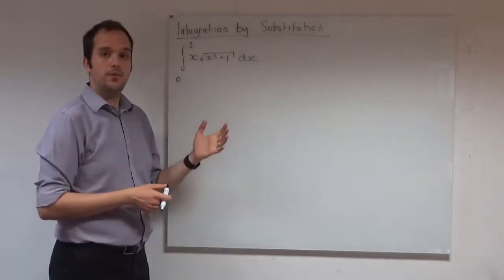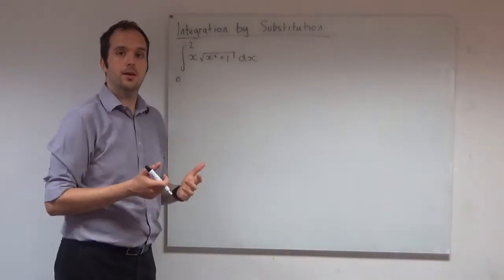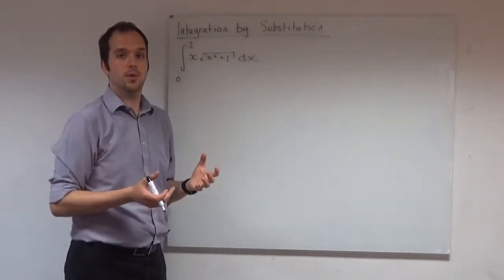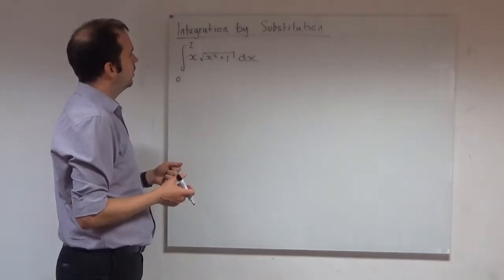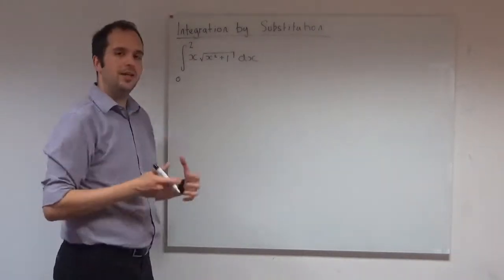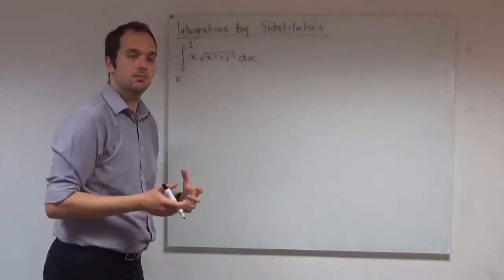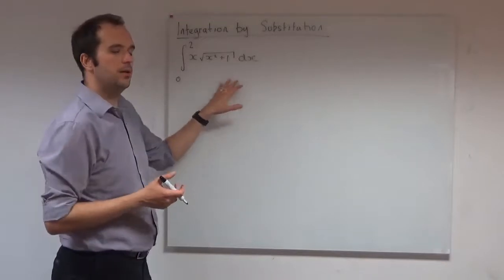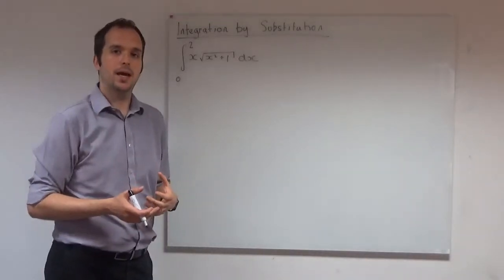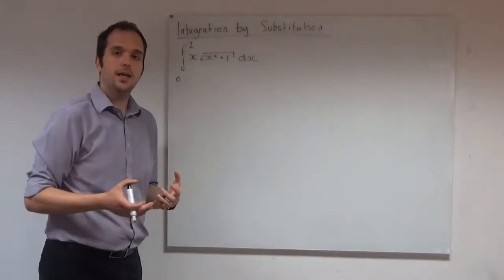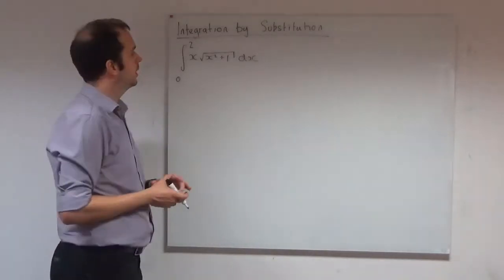Now, this isn't a function we can just integrate immediately. The square root term is what's causing the problem. We could try integrating by parts, but that's only going to get us into even more of a mess. You can try it for yourself, but we won't actually get anywhere using integration by parts. So we're going to try an integration by substitution.